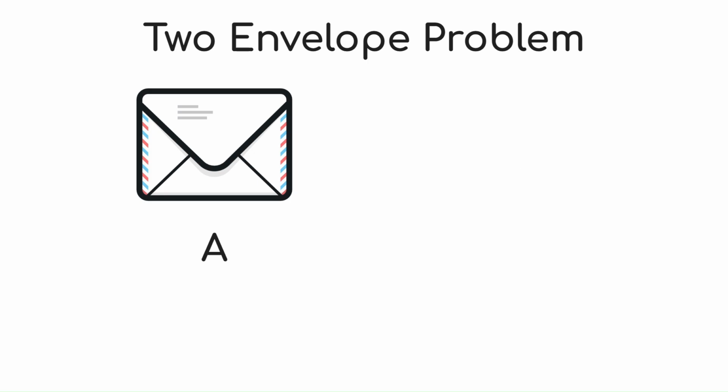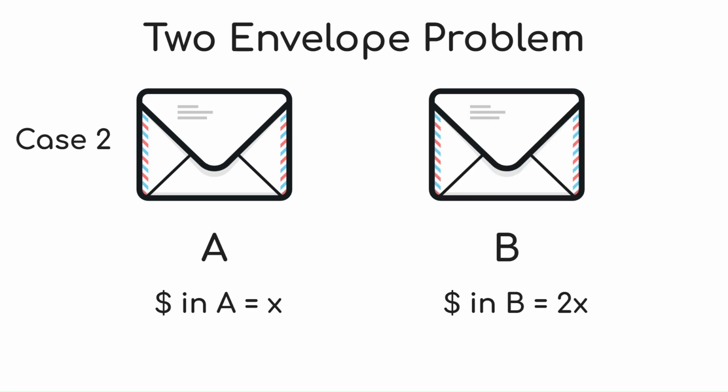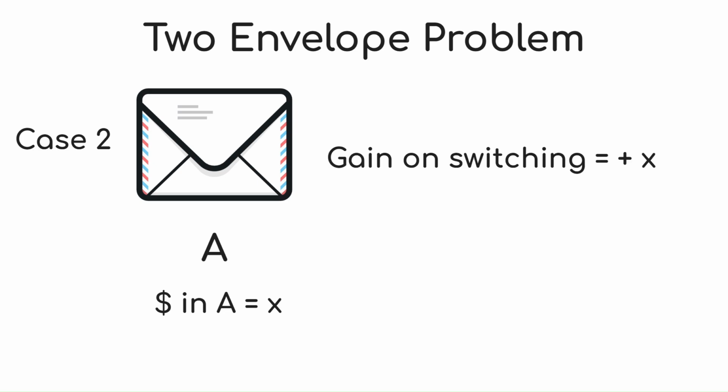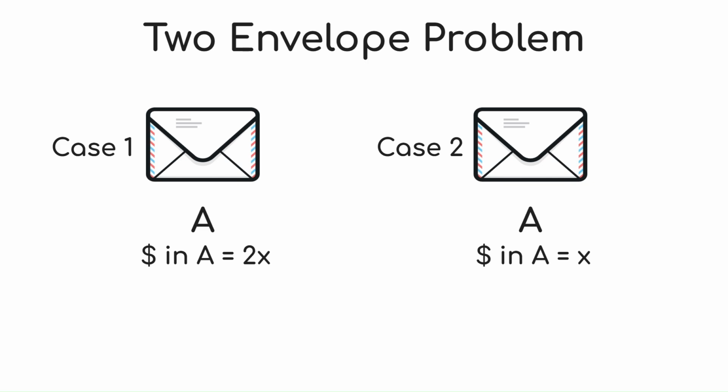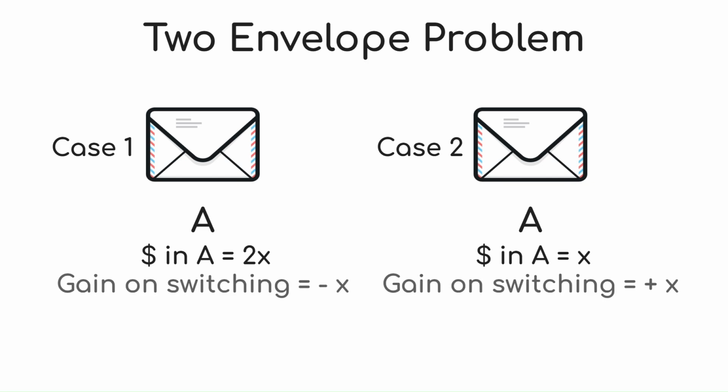In case 2, envelope A contains x and envelope B contains 2x. This time switching is profitable because B has twice the money. We gain x on switching. Now let's take both cases together. In case 1, where A has 2x, we lose x by switching. In case 2, where A has x, we gain x by switching.